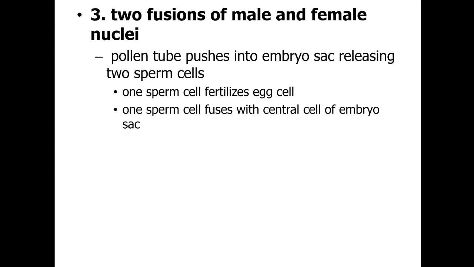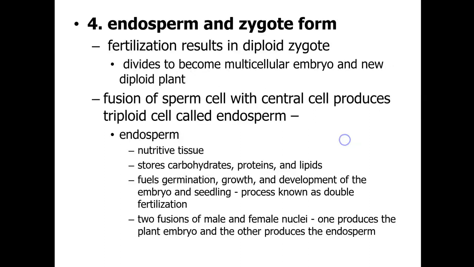Next, you have the fusion of male and female nuclei. The pollen tube is going to push into the embryonic sac, releasing the 2 sperm. One of the sperm fertilizes the egg cell, and then one of the sperm fuses with the central cell of the embryo sac. And this is going to help create that endosperm.